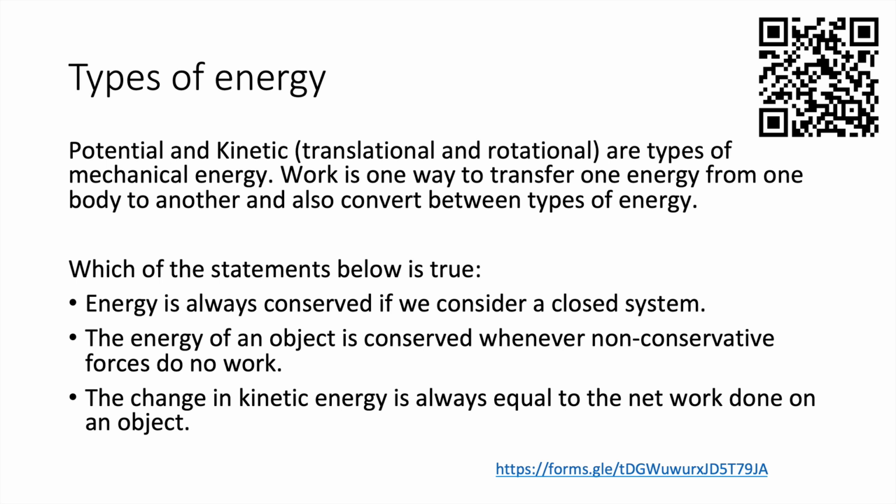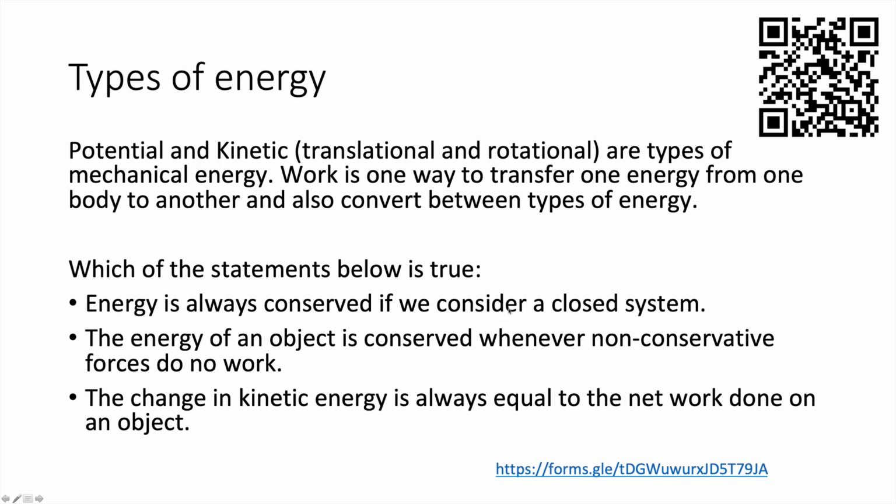Okay, so types of energy. We've seen that there are different types of energy, potential and kinetic energy, which can be translational, that's movement through space, or rotational, where it's being pivoted about some pivot point. So these are the two types of mechanical energy. Work is one way to transfer energy from one body to another and also convert between the two types of energy. Then we were asked which of the statements below is true. Read over the statements, pause the video, and then replay it once you've had a think about each of these. In fact, all of these statements are true.